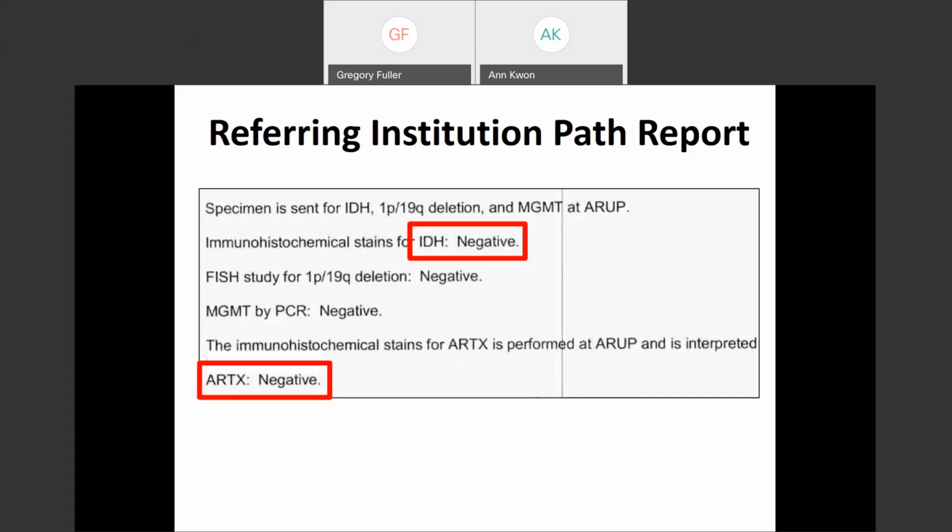ATRX, the antibody directed against the normal protein. So if it's not there, if it's not staining, that's an abnormal result, right? Well, which is it? Or is it negative for being negative? Is it negative for negative? In other words, the immunostain showed a positive staining, which we're going to say is negative because it's negative for loss. How confusing is that? Do you see the problem here?